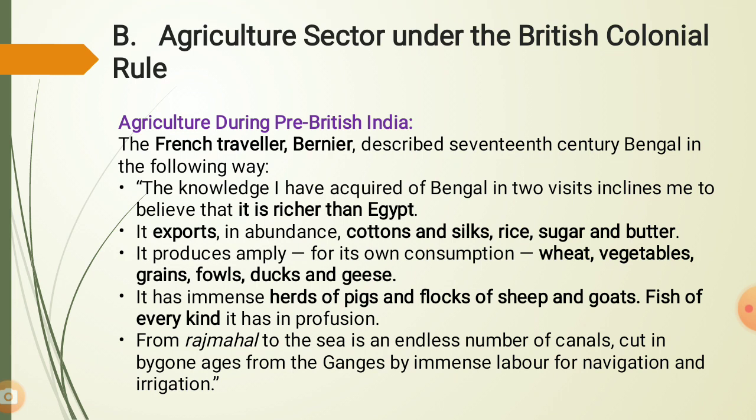We were basically a self-reliant country in pre-British India. We were producing most of the goods and services domestically, and we occasionally imported goods from foreigners. But when the Britishers came to India, because of the policies they implemented, we became an importer of finished products from Britain, and we also became dependent on other countries for food supplies. We'll discuss these issues in later videos. First of all, we'll discuss the agriculture sector only. This is how the French traveler Bernier described 17th century Bengal.